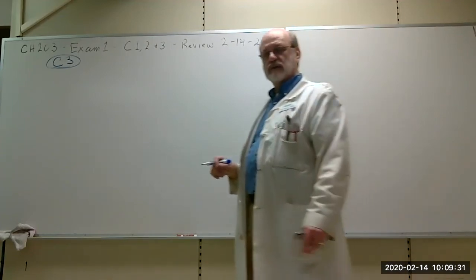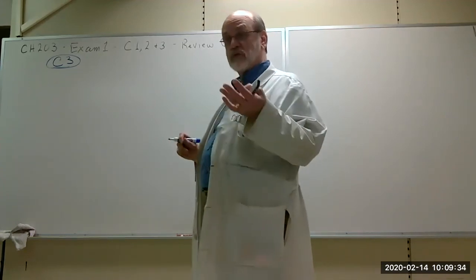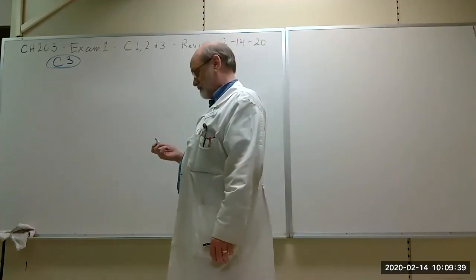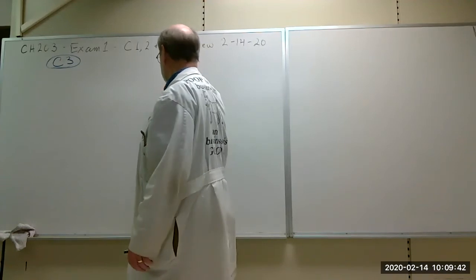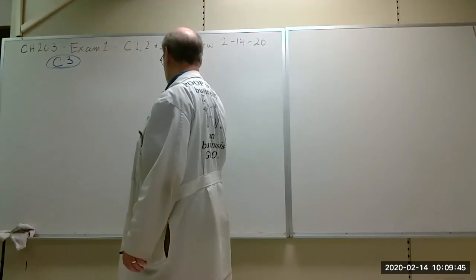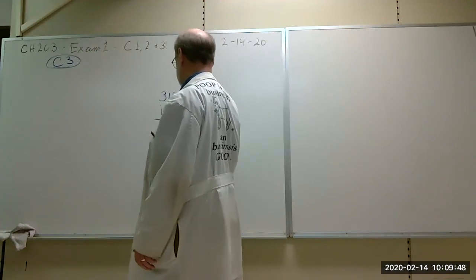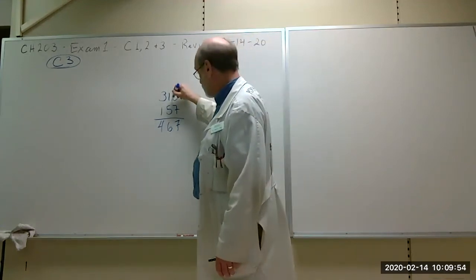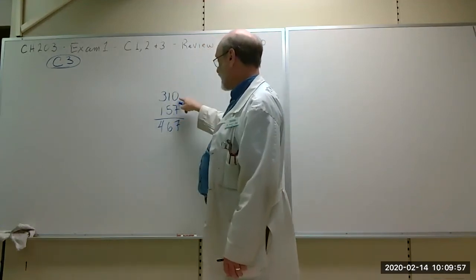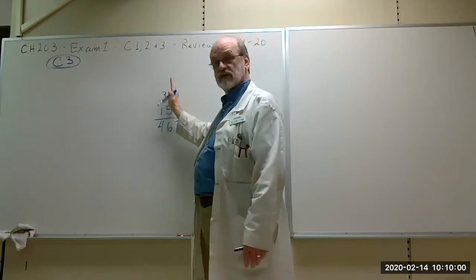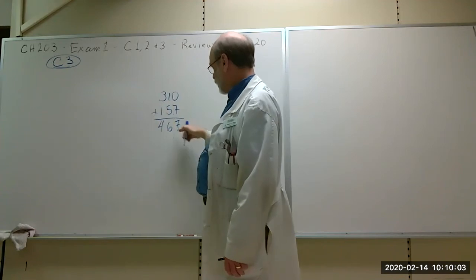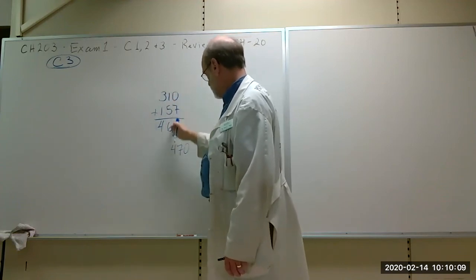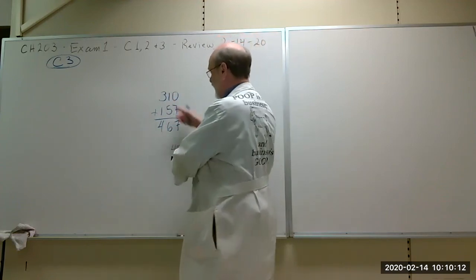So you might have a combination that you need to do. Remember, when you add and subtract, you line up the decimals. Actually, you line up the significant figures. I showed you this one: 3, 1, 0 and then 1, 5, 7. How do we round that one? Because that's not significant, we have to round it to that position. So we round this one to 4, 7, 0. And it's just coincidence that this has 2 and that has 2.